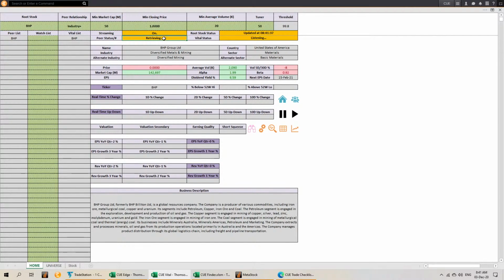retrieve its peer stocks, that is stocks that belong to this peer relationship. Currently I have selected industry plus, that is same or similar industries. You might also choose the other criteria. For the USA market, industry plus is the most appropriate choice for most occasions. It is retrieving the peers.